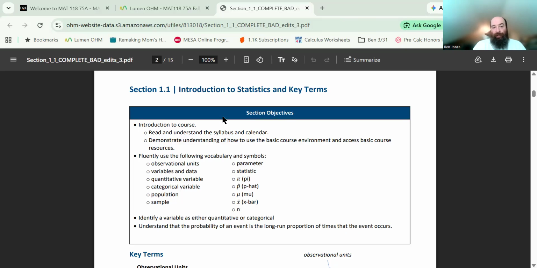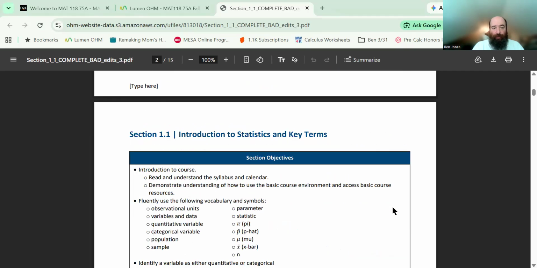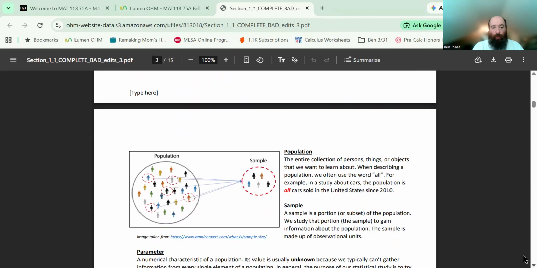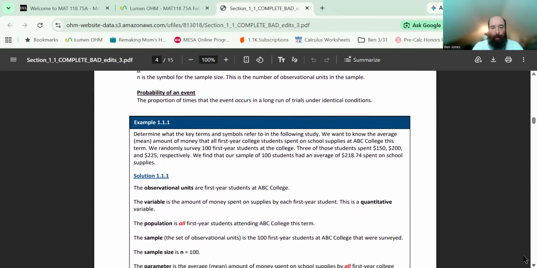So anyway, what is in this section? General introduction. This is a lot of terms and symbols, and we're basically going to go through these as a series of examples. We have all of these terms, and we're going to get to an example and go through all of this.